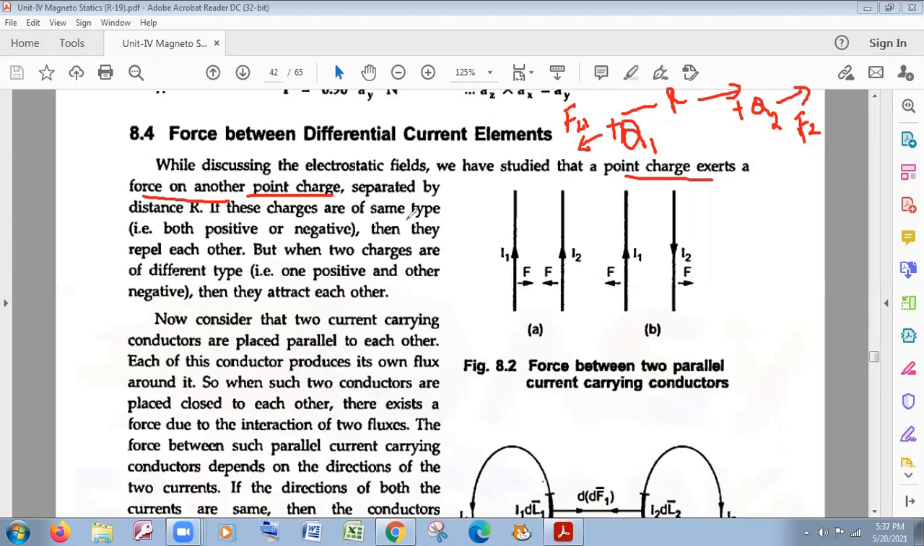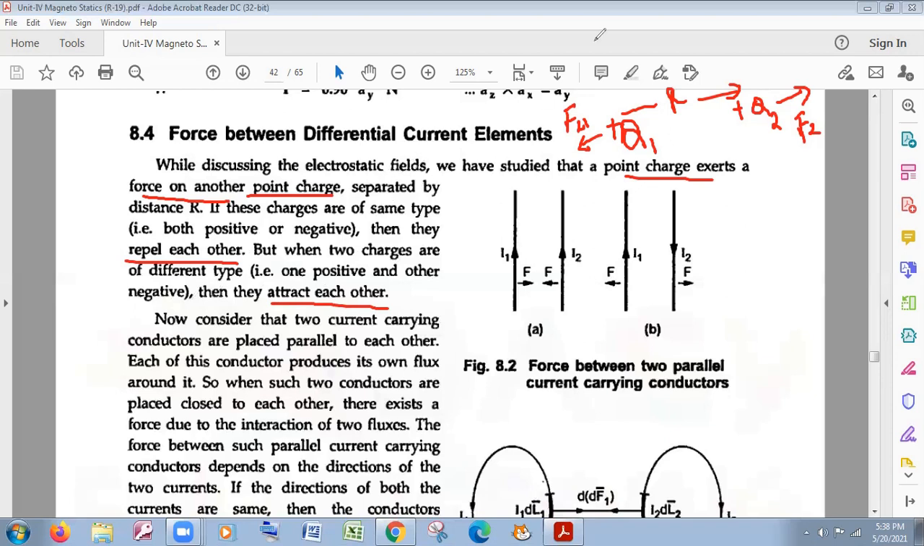If these charges are of the same type, both positive or both negative, then they repel each other. Plus repels plus, and minus also repels minus. But when the two charges are of different types, one positive and the other negative, they attract each other. This is in electrostatics.